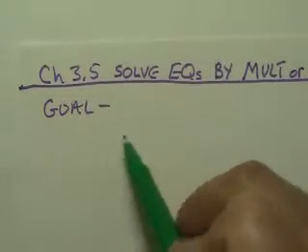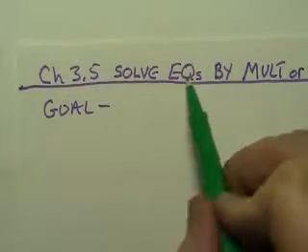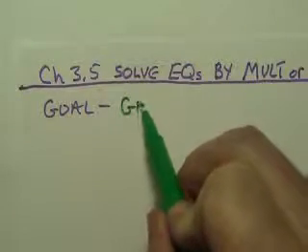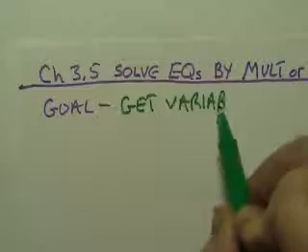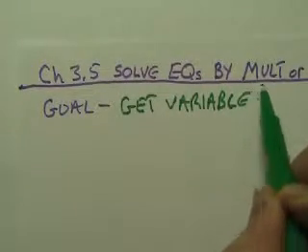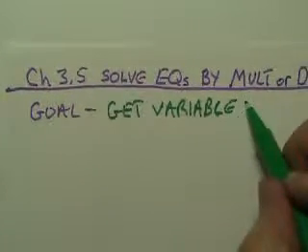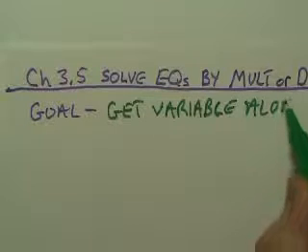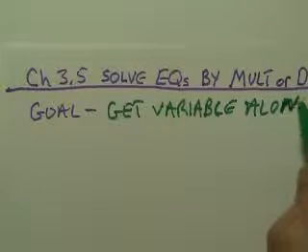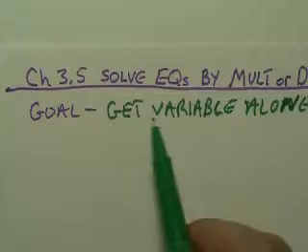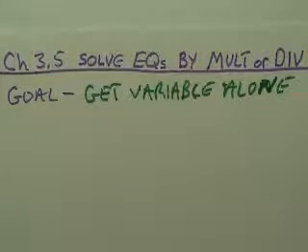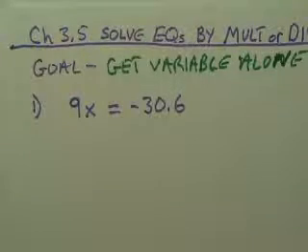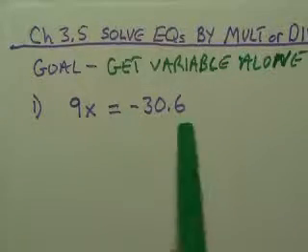Okay, the goal is the same as it is on any equations, and that is get the variable alone. Oops, A-L-O-N-E. Get the variable alone. On all equations, this is our job. We'll do 5 examples. Here's our first one.